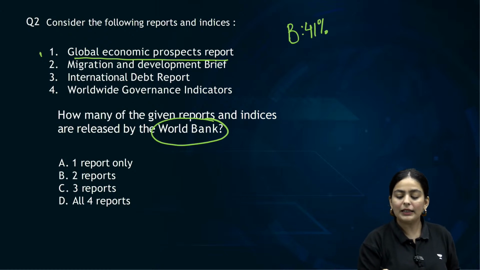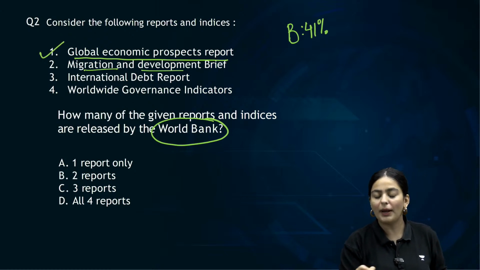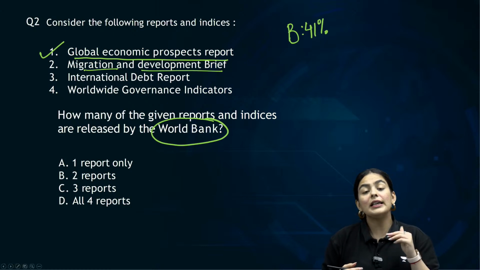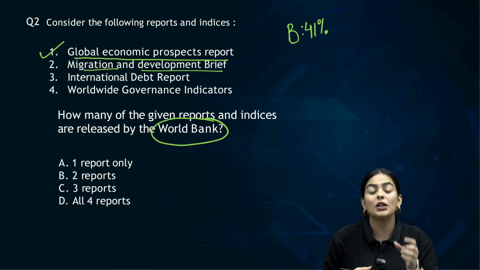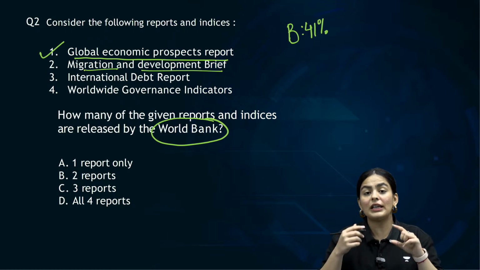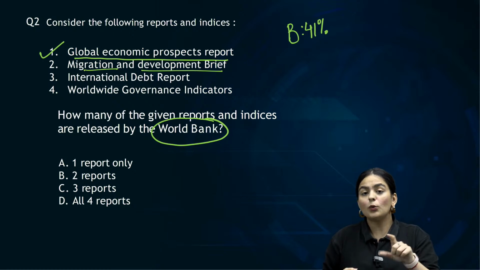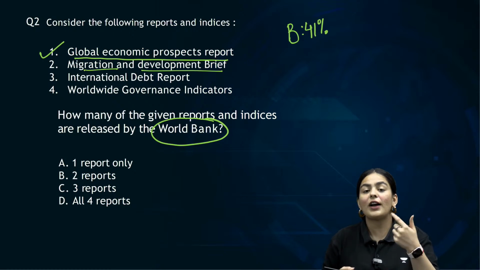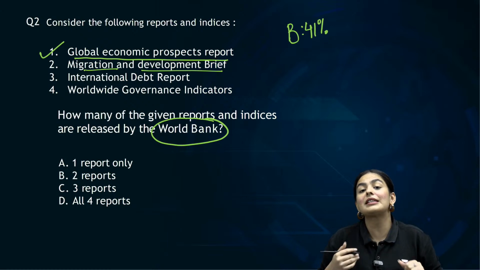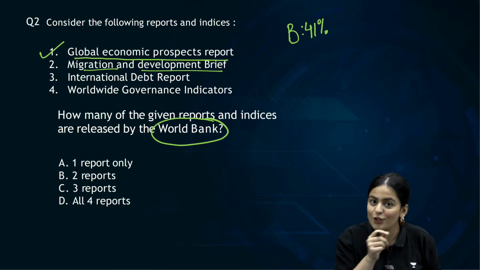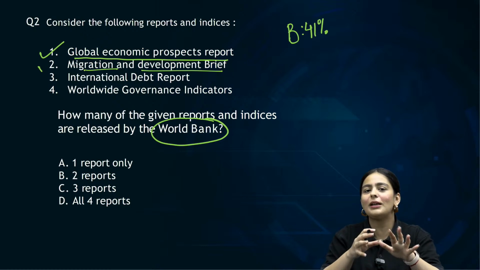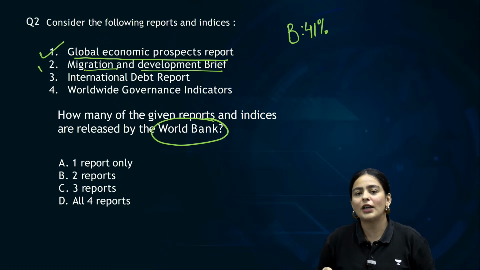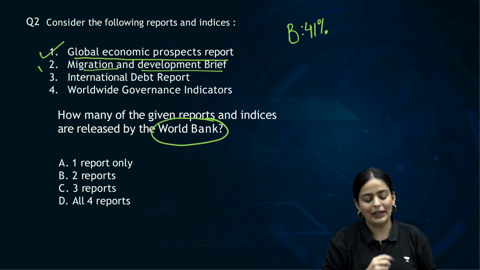Statement number 2. Migration and Development Brief is important. It does talk about a lot of out-migration, in-migration. A very important aspect of this report is also the remittances, in which India was ranked the highest in terms of the remittance inflow. And that was often in the news. So it is important. It is also released by the World Bank. Do not worry if there are similar sounding migration reports. We have clubbed it together so that your confusion is eliminated.